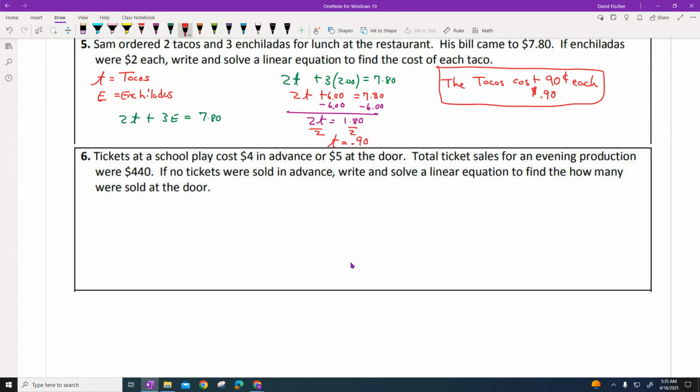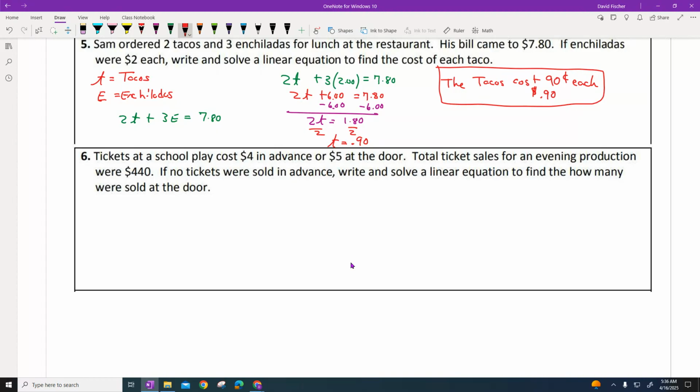I want to read it all the way through this time to make sure we got it all. Tickets at the school play cost $4 in advance or $5 at the door. So I see 2 things that we're measuring here: advance tickets and door tickets. Total ticket sales for the evening production were $440. So there's my total. If no tickets were sold in advance, that's kind of strange. Write and solve a linear equation.